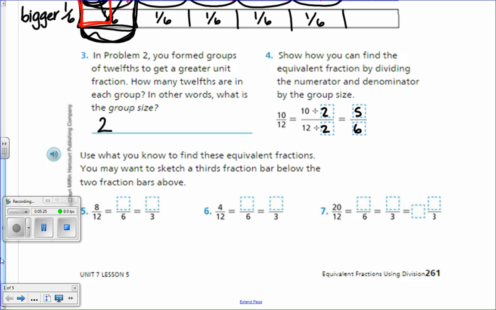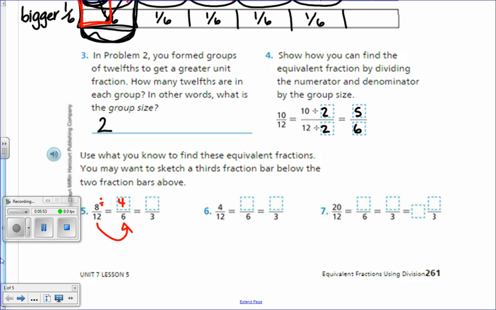You may want to sketch a thirds fraction bar below the 2 fraction bars above. Well, I just want you to tell me, how do you think I got from 12 to 6? I didn't multiply because the small number got smaller. So what did I do? Yell it out. Divide. I divide by what? 2. Whatever I do to the bottom, I need to do to the top. So 8 divided by 2 is?